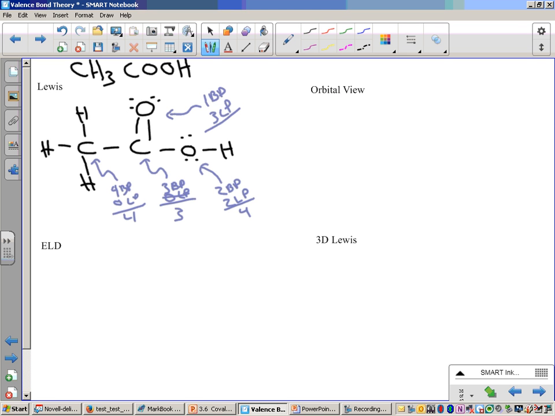Oh, I screwed that up. 2 lone pairs on that. Did we get that? First one, I have 4 bond pairs. So what type of hybridization is it? sp3. So what's the shape? Tetrahedral. So that one's going to have a tripod type action.